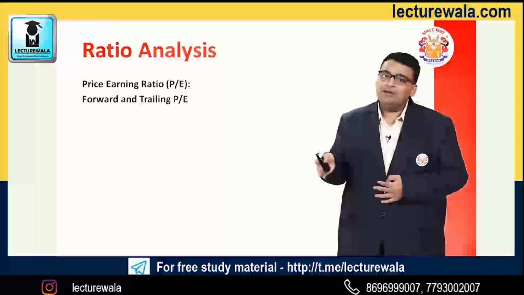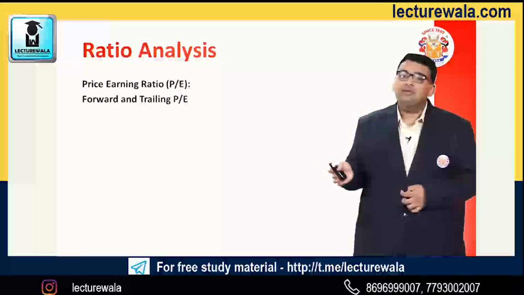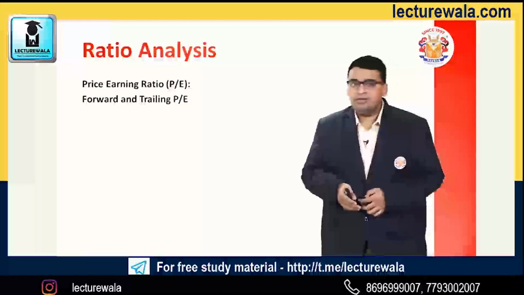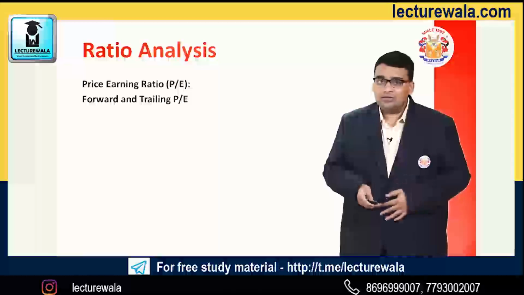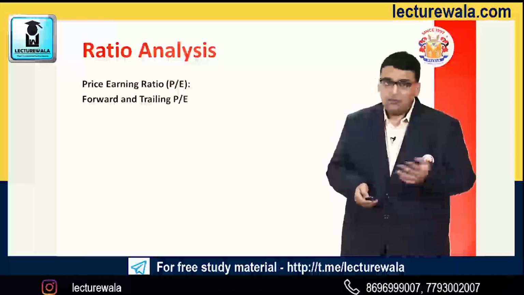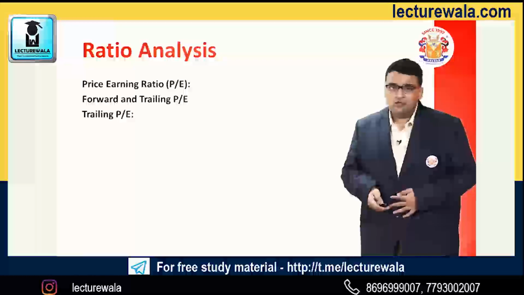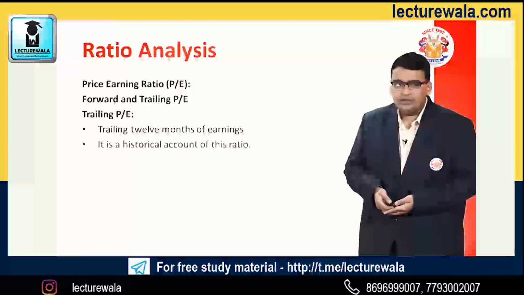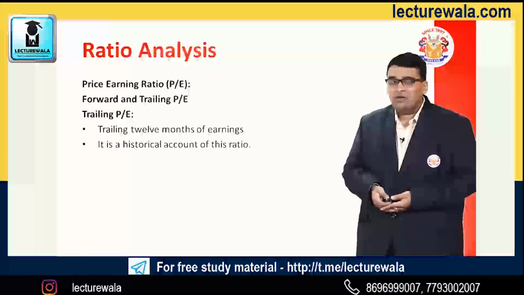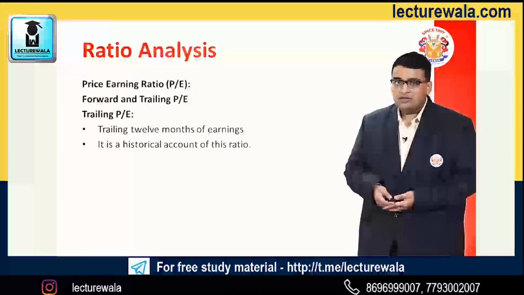Means in the forward, the company is going to see the data for the next 12 months, which is the prospect for the company, and in the trailing PE ratio, the company is going to see the data of the last 12 months. Now we will look into the theoretical portion. What does it want to say? It says that trailing PE ratio is the 12 months of earnings a company will show. It is a historical account of the ratio.